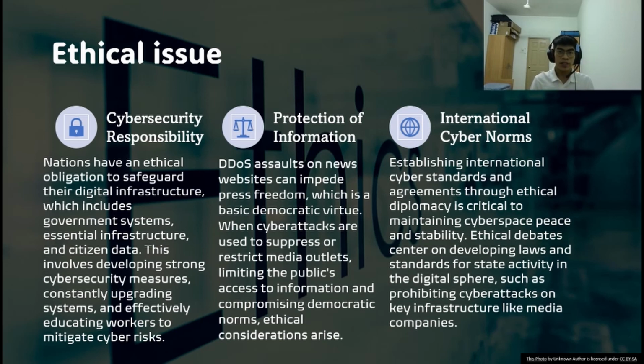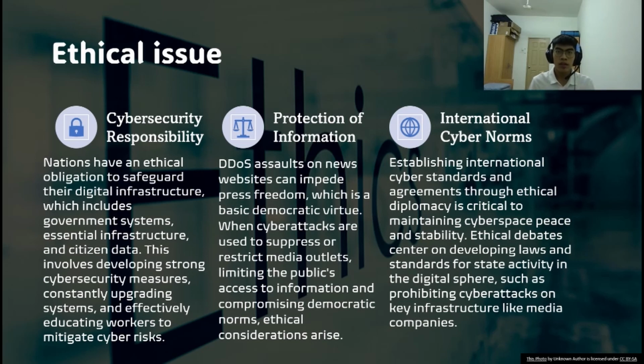The second issue is protection of information. Those assaults on news websites can impede freedom of the press, which is a basic democratic virtue. When cyber attacks are used to suppress or restrict media outlets, limiting the public's access to information and compromising democratic norms, ethical considerations arise.